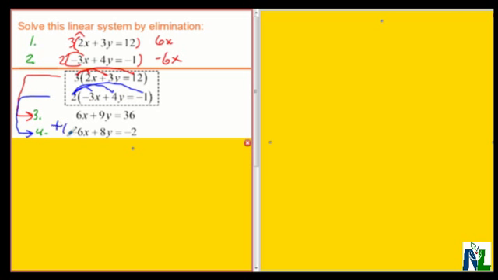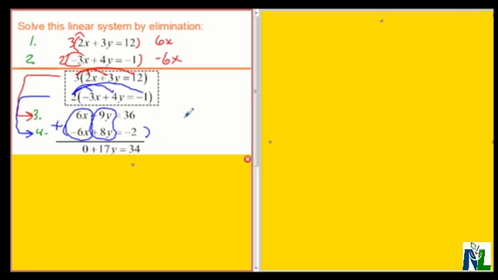Now I'm going to add equations 3 and 4. 6x plus a negative 6x is 0. 9y plus 8y is 17y. And 36 plus negative 2 is 34. So I get 0 plus 17y equals 34. 0 plus 17y on the left is just 17y, so I end up with 17y equals 34.